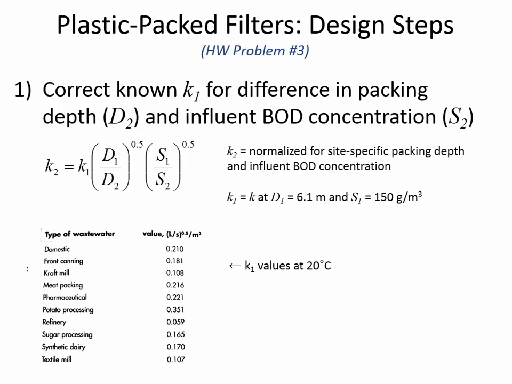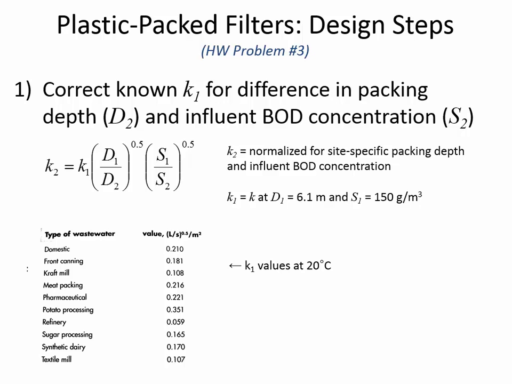And so the first step accounts for the difference in the filter depth and the difference in the BOD concentration. So that's what this equation steps you through, is D1 and S1 are 6.1 and 150 respectively, and then D2, in your case, they say use a filter depth of 4 meters, and the substrate concentration, I don't remember what the BOD was. I think it was maybe 120, but I'm not exactly sure.